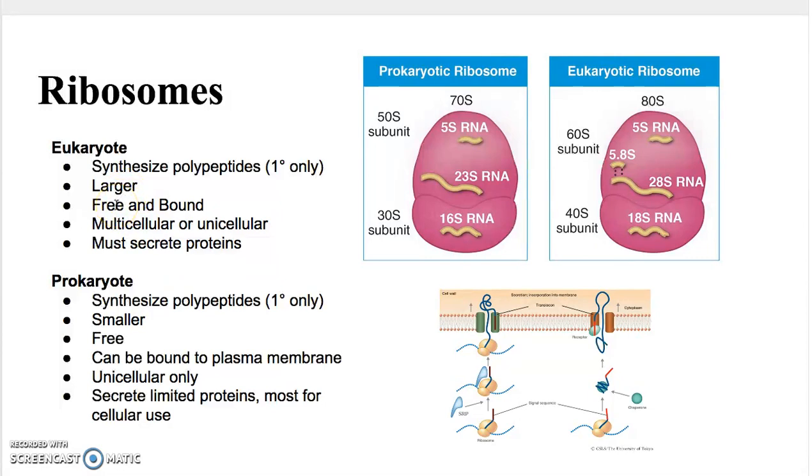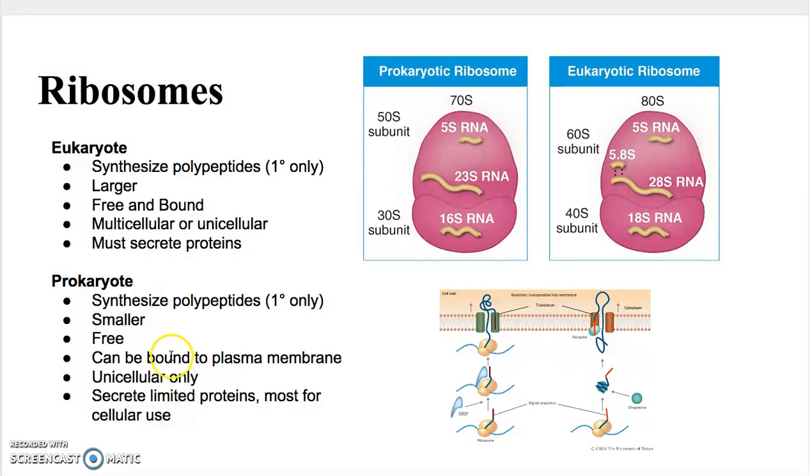And also in eukaryotic cells, we have both free and bound ribosomes. The free ribosomes are making proteins that stay right and are used right in the cell. The bound ribosomes are making proteins that are either inserted into membranes or secreted from the cell. There's a lot of cell specialization because there are multicellular organisms, and so those specialized cells have to be able to secrete proteins in eukaryotic organisms.